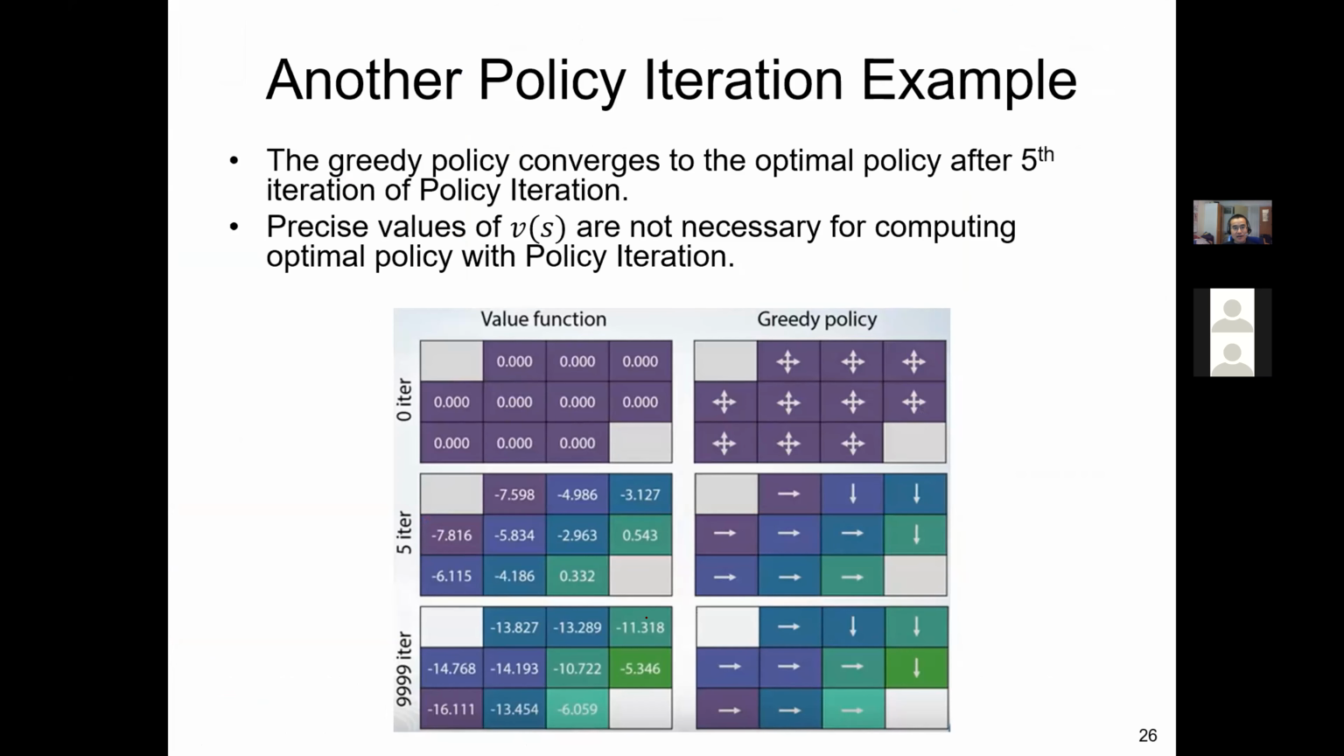So here's another policy iteration example where the value function converges after almost 10,000 iterations, but the greedy policy converges after 5 iterations. So all these extra thousands of iterations are really unnecessary. For policy iteration, as soon as you detect the policy has stopped changing, you stop.